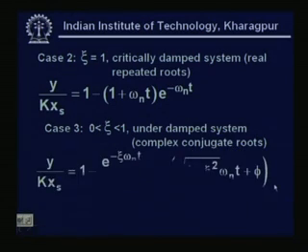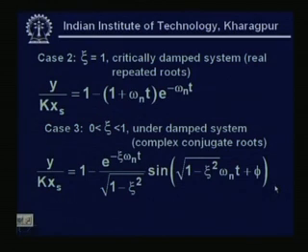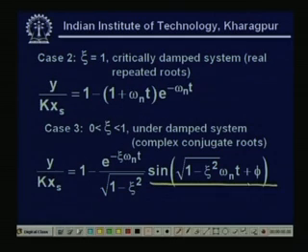Now, the output in this case, y upon k x s equal to 1 minus e to the power minus xi omega n t, divided by the root of 1 minus xi square, times a sine term. Here you can see that in the case of a second order system, if it is overdamped or critically damped, there is no question of oscillation. Only in the case of an underdamped system, because of this term, the oscillation will come. There will be simple oscillation, after that it will die out.